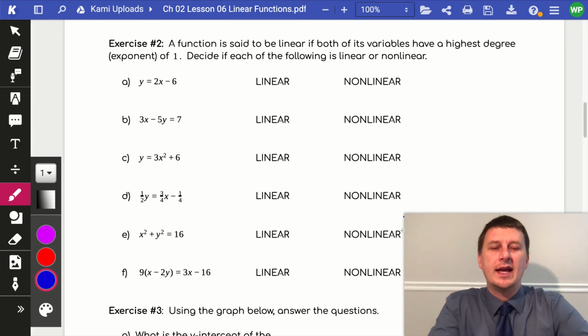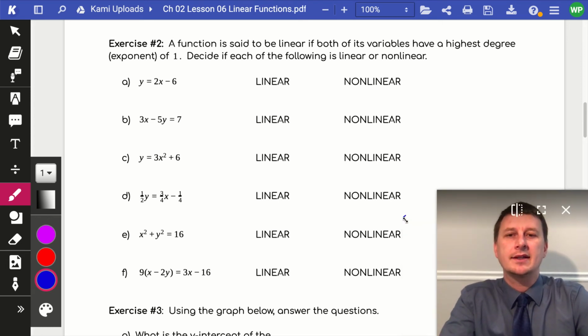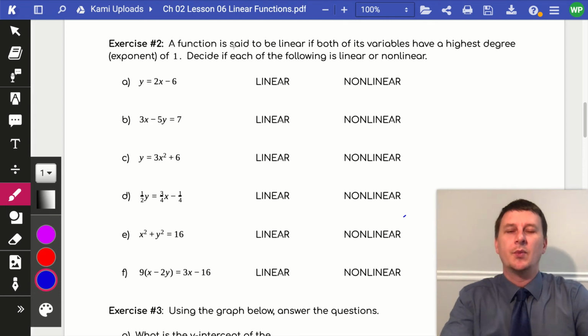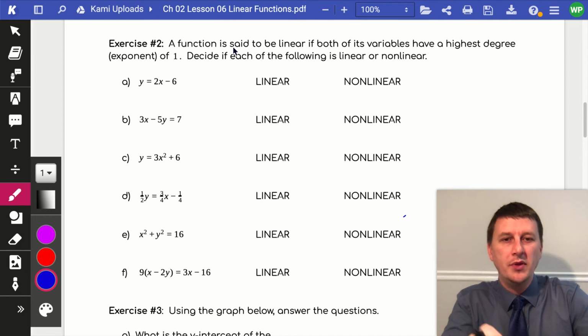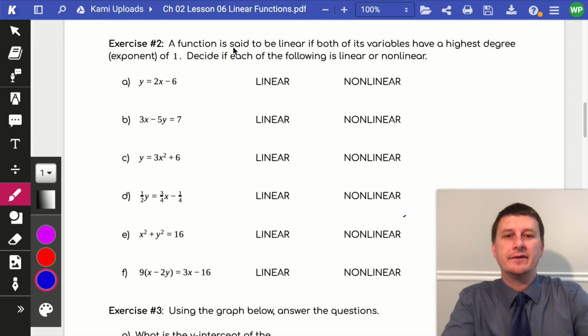Algebra 1. And in this video, we're going to be looking at a continuation of linear functions where it says a function is said to be linear if both of its variables have a highest degree or exponent of 1. So, decide if each of the following is linear or nonlinear.